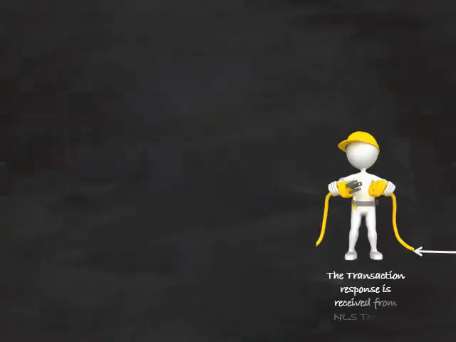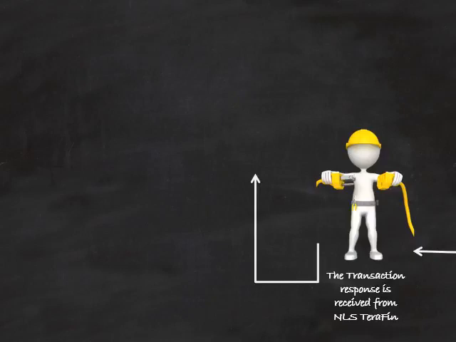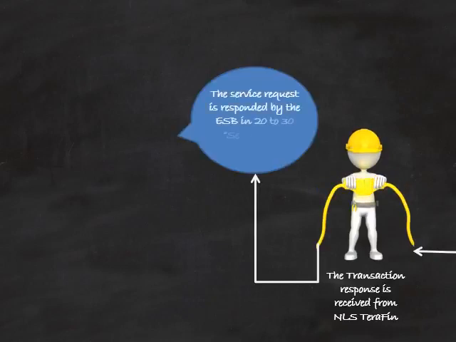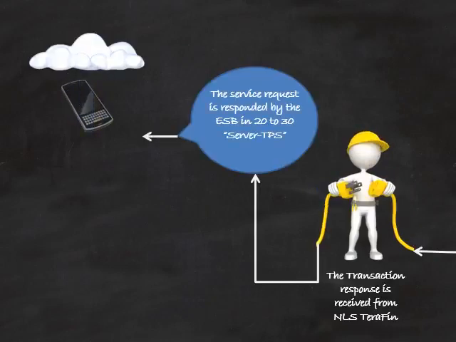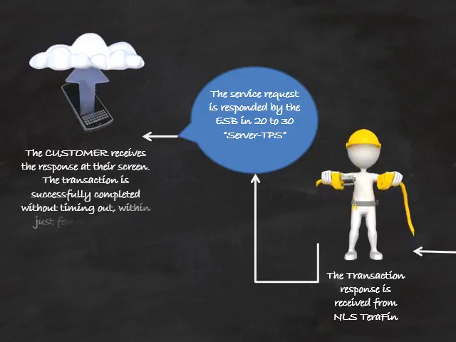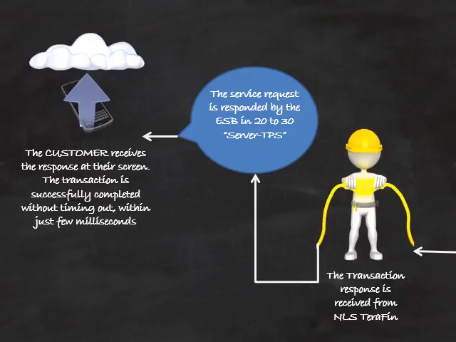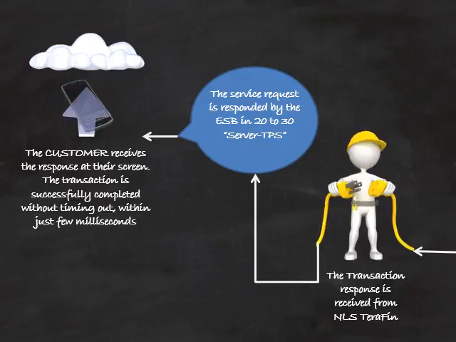The transaction response is received from TeraFin. The service request is responded to by the ESB at 20 to 30 server TPS. The customer receives the response on their screen. The transaction is successfully completed without timing out, within just a few milliseconds.